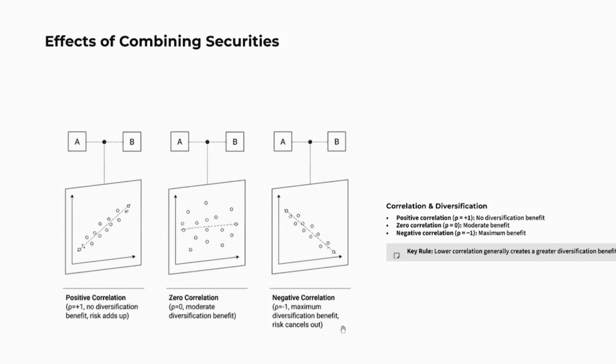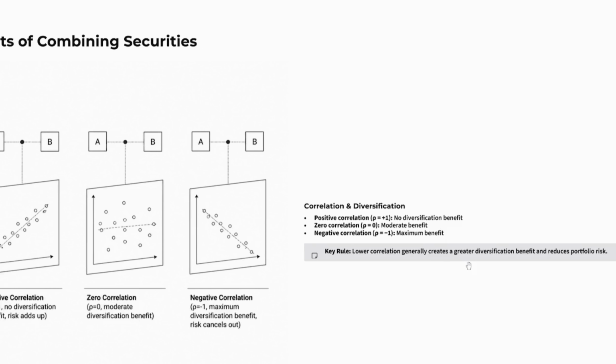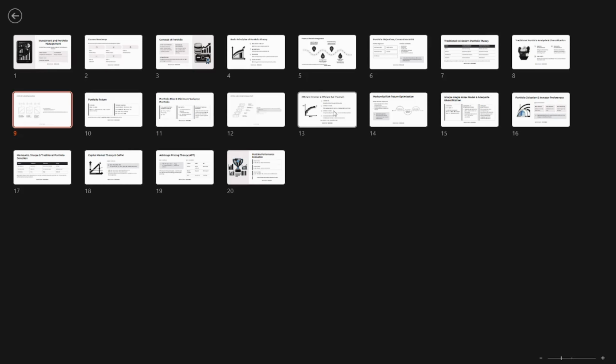If you maximize different types of investment, sometimes it may give negative correlation. Positive correlation, this is the formula, no diversification benefit; zero correlation, moderate; and negative correlation gives the maximum benefit. Lower correlation is generally greater diversification benefit and reduces portfolio risk. So the suitable one is zero correlation, where it gives the moderate, not too much profit, not too much loss. This you have to remember.